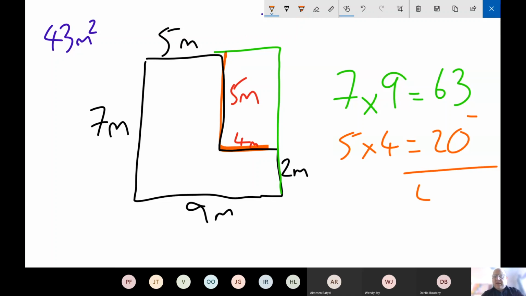And if we take those two away, because we don't want this section anymore, 63 take away the 20 is 43, which is the same answer we had before. So either method is absolutely fine. It's completely personal preference, whether you do the method where you split it and think of it as two small squares and put them together, or whether you think of the overall shape as a bigger one and then cut out that square there. Sometimes it's easier to imagine something that's there rather than not there.